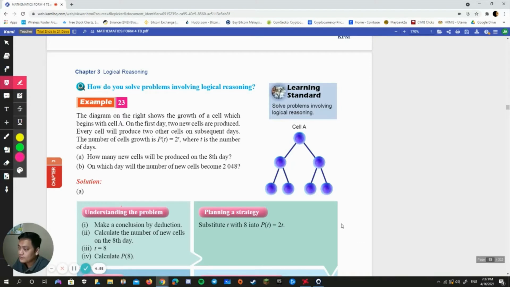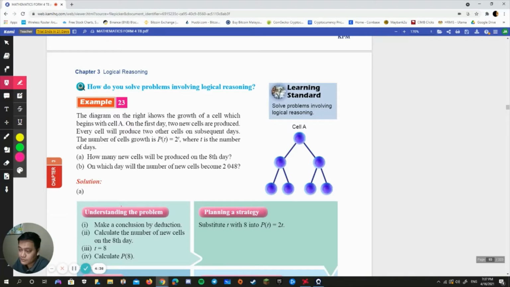Hello everyone, so now we continue with 3.2F. In this subtopic, we will learn to solve problems involving logical reasoning. To solve problems involving logical reasoning, you have to apply all the concepts you have learned before. For example, we refer to example 23.